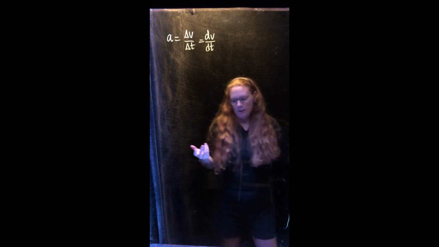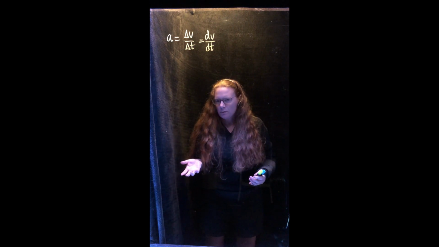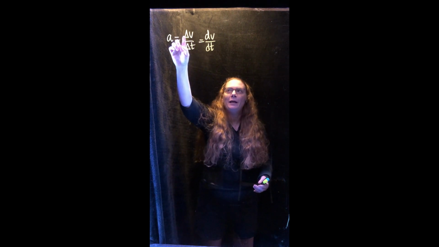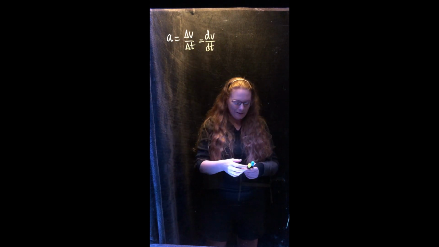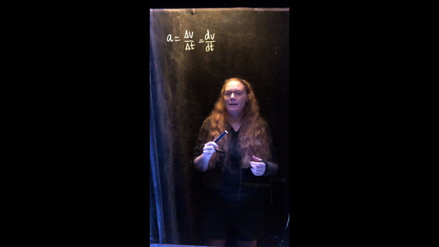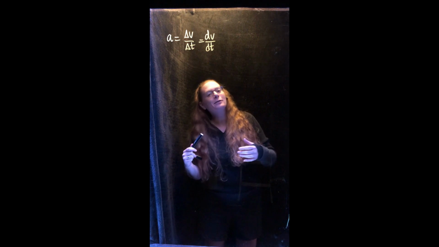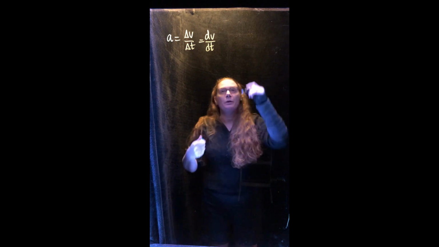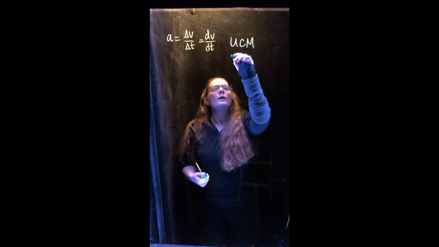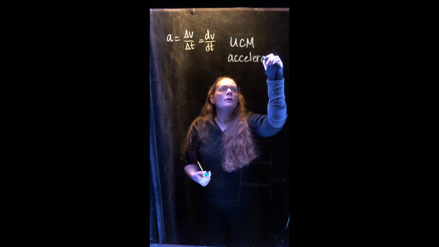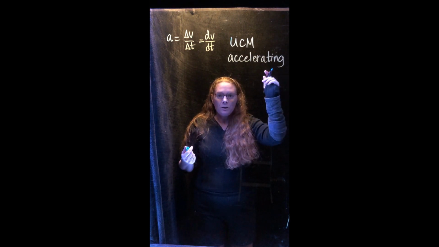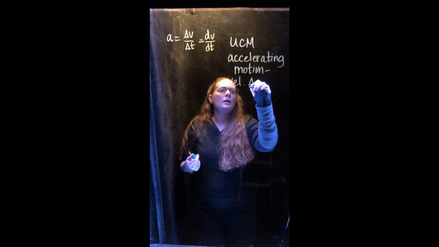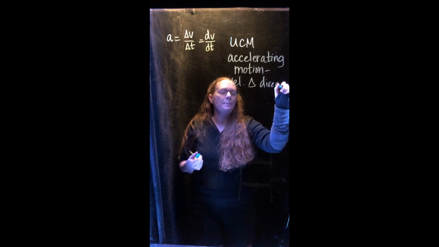So does that answer our question? Well, I said it was at constant speed. So if something's moving at constant speed, how can it have acceleration? Well, we have to go back to the definition of velocity. Velocity is a vector that represents something with speed and direction. So there is acceleration in circular motion. For uniform circular motion, we do have accelerating motion because the velocity is changing direction.